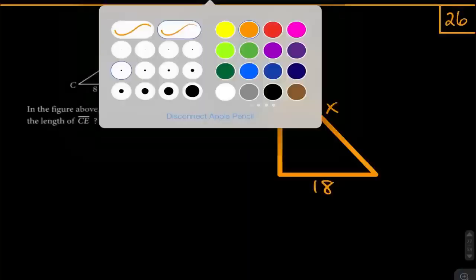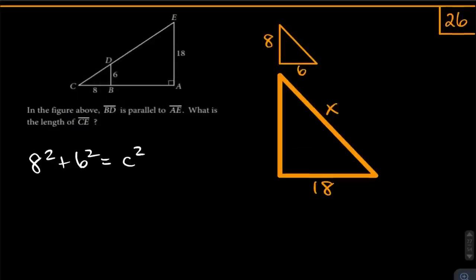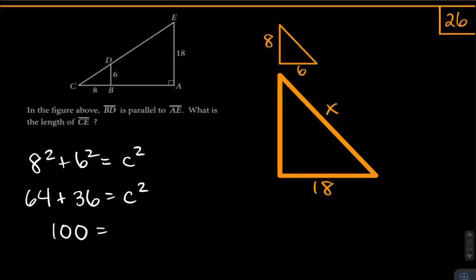If we use the Pythagorean theorem in that smaller triangle, we just get 8 squared plus 6 squared is equal to c squared. This is actually a Pythagorean triple, because 8 squared is 64, 6 squared is 36, that added together is 100, and then square root both sides, and you get c is equal to 10. So this guy right here is 10.